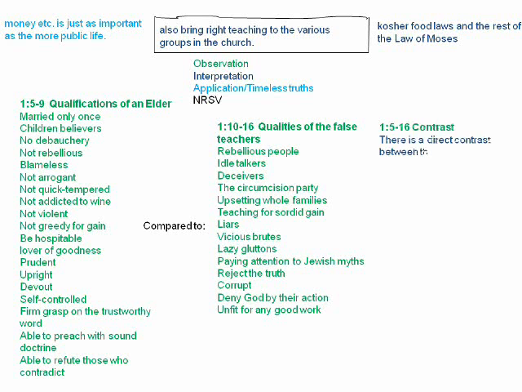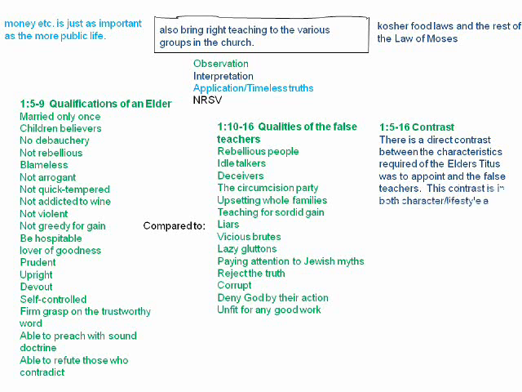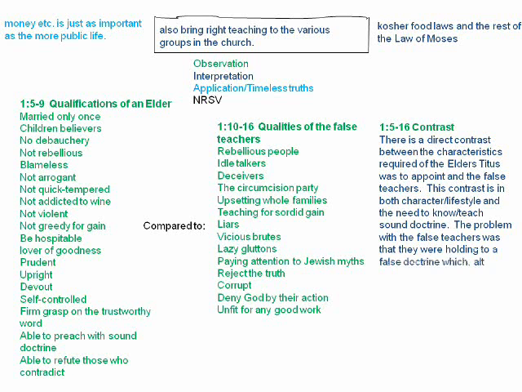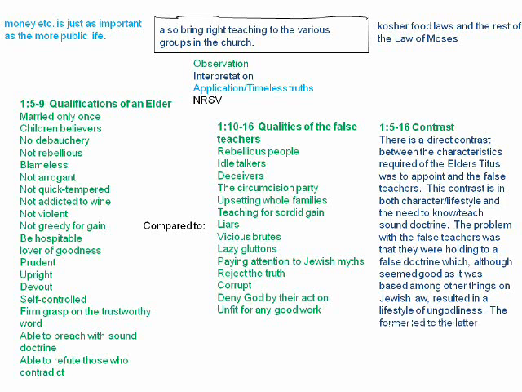And what I've put there is there's a direct contrast between the characteristics required of the elders Titus was to appoint and the false teachers. This contrast is in both character, lifestyle, and the need to know and teach sound doctrine. So again, emphasizing these two things. The problem with the false teachers was that they were holding to a false doctrine which, although seemed good, as it was based among other things on Jewish law, and we know the law is good, so even though it seemed good, it actually resulted in a lifestyle of ungodliness.